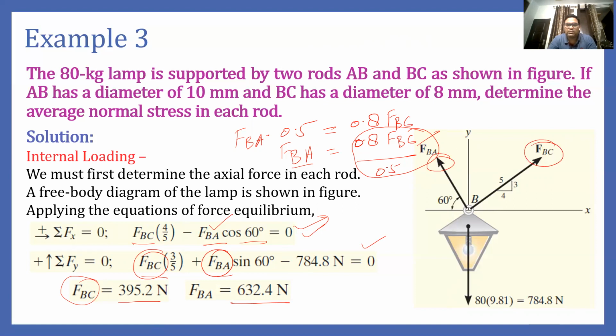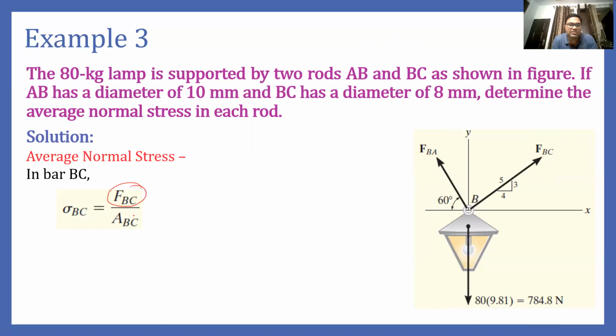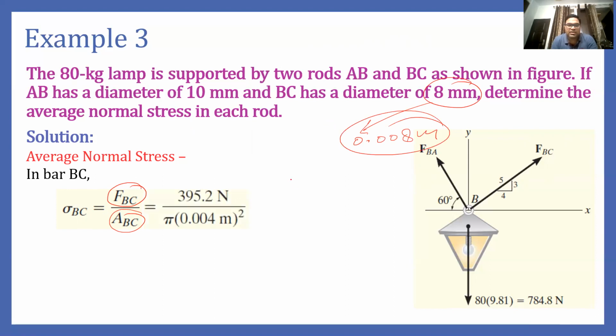Now we can find the average normal stress in bar BC. It will be the force in bar BC upon the area of cross section of bar BC. The diameter of bar BC is 8 mm. We can convert this to meters also, 0.008 meter.